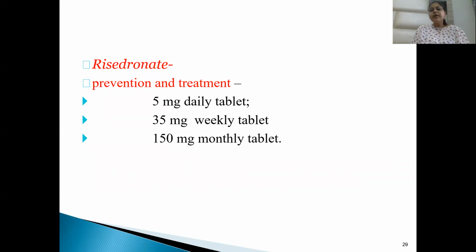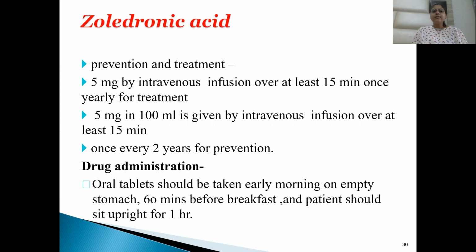Risedronate prevention is a 5 milligram daily tablet, 35 milligram weekly tablet, and 150 milligram monthly tablet, for prevention and treatment. Zoledronic acid or zoledronate: for treatment, it is a 5 milligram intravenous infusion over at least 15 minutes once yearly. For prevention, 5 milligram in 100 milliliter is given in intravenous infusion over at least 15 minutes once every 2 years.